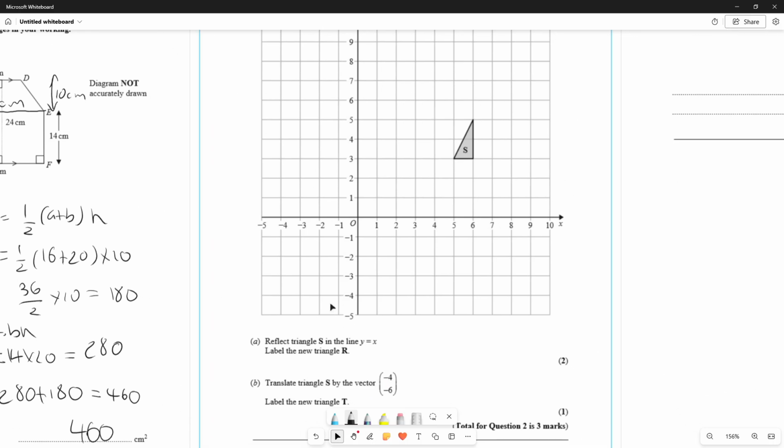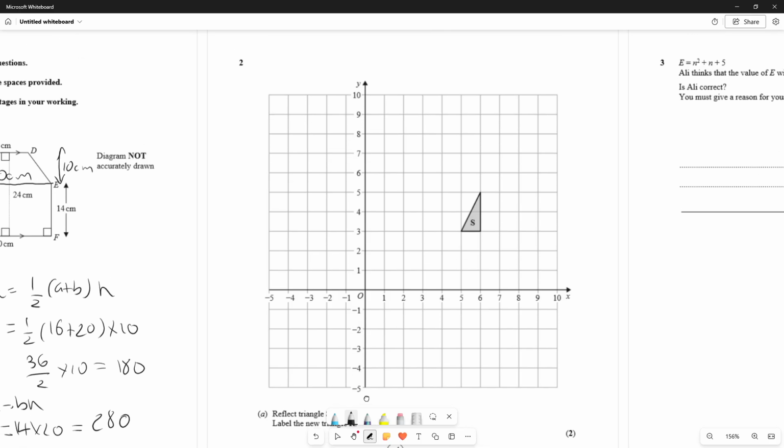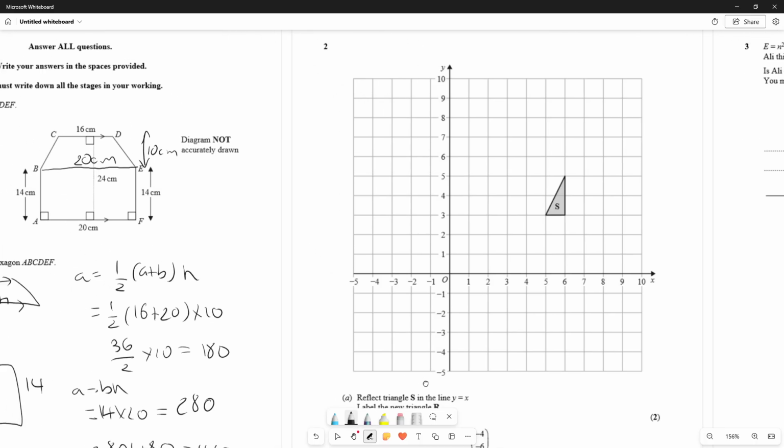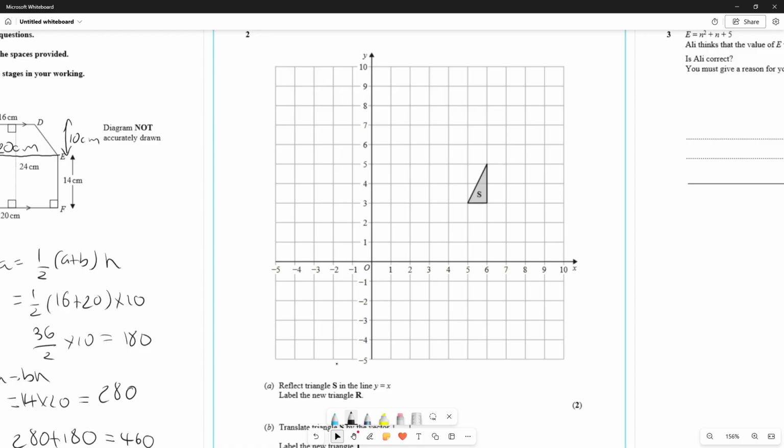Next, we want to reflect triangle S in the line y equals x. Label the new triangle capital R. Okay, let's do that. The line y equals x, let's plot this. When x is 1, y is the same, so we just plot there. You'll notice it's just this diagonal. In GCSE, they won't ask you anything more complex than just the diagonal, okay? So it's good if you know.